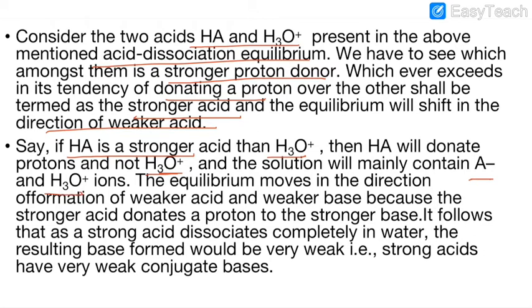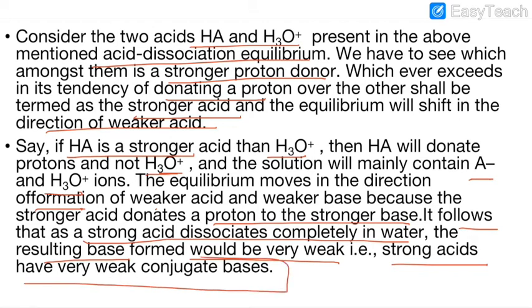The equilibrium moves in the direction of formation of weaker acids and weaker bases because the stronger acid donates a proton to the stronger base. It follows that a strong acid dissociates completely in water. The resulting base formed would be very weak. Strong acids have very weak conjugate bases, very important. Strong acids have very weak conjugate bases.